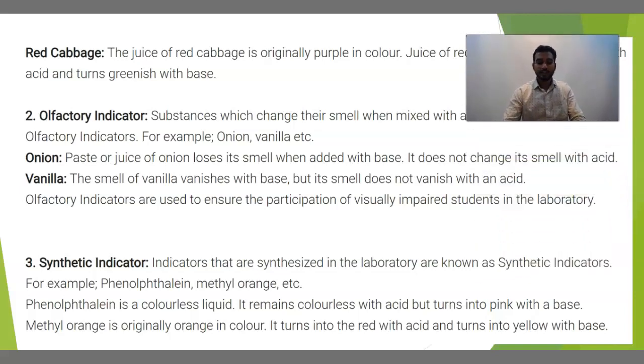Next is synthetic indicators. These are the indicators which are artificially prepared in the laboratory. Is this clear? Such types of indicators are called synthetic indicators. Examples: phenolphthalein, methyl orange, etc. Phenolphthalein is a colorless liquid. It remains colorless with acid but turns pink with base. If it reacts with acid, it doesn't change its color, but when it reacts with base, it changes its color to pink. Methyl orange is originally orange in color. It turns red with acid and turns yellow with base.